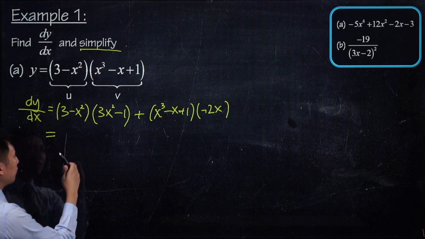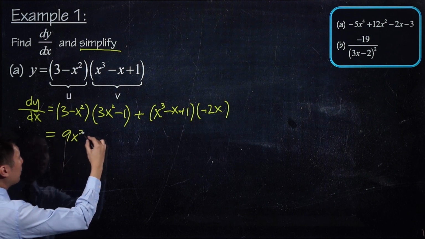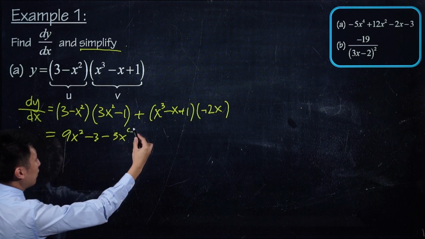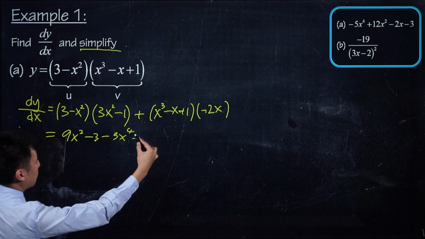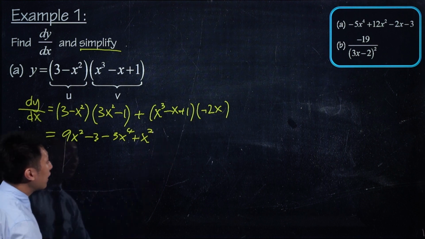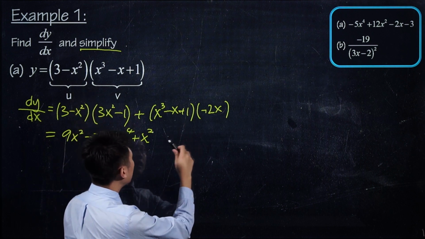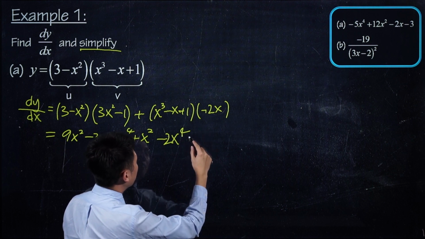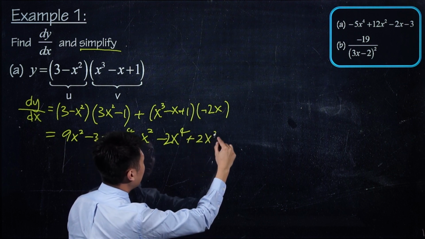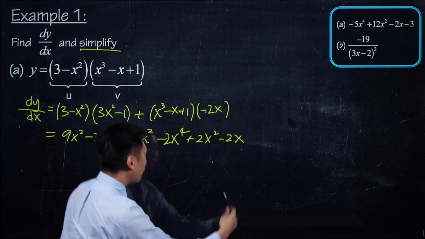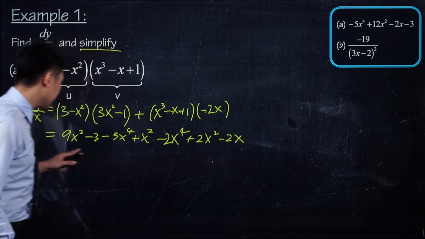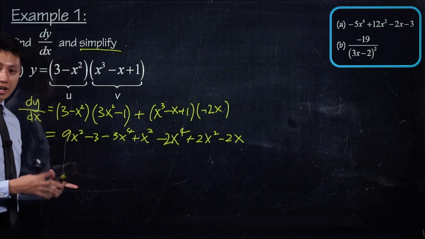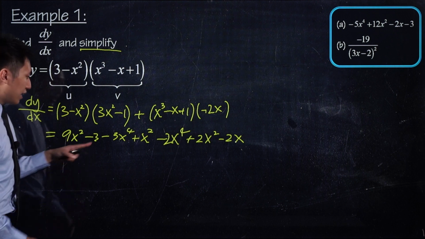Expanding gives me 9x squared minus 3 minus 3x to the power 4, plus x squared. Then the other one here will be minus 2x to the power 4, then plus 2x squared, and minus 2x. So I'm given this long bunch of terms here. How do I actually start collecting the terms? I start from the highest power.